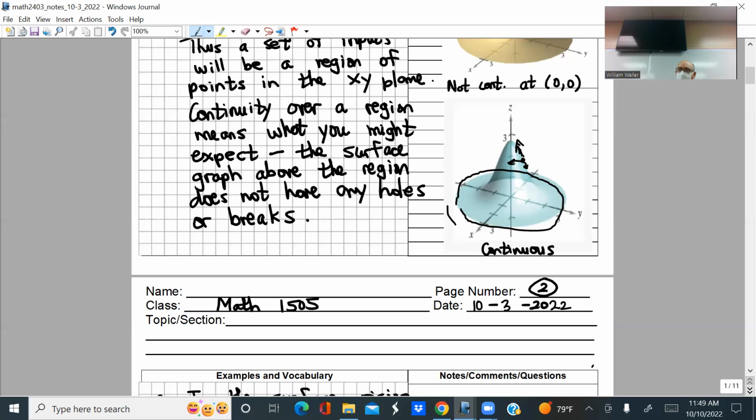What would you say, Elijah? Neither, yeah. Because if you're moving in this direction, you're sort of moving around that little circle there, and that means you're staying at a steady z value. So you're neither rising nor falling. It's constant. It's neither increasing nor decreasing.